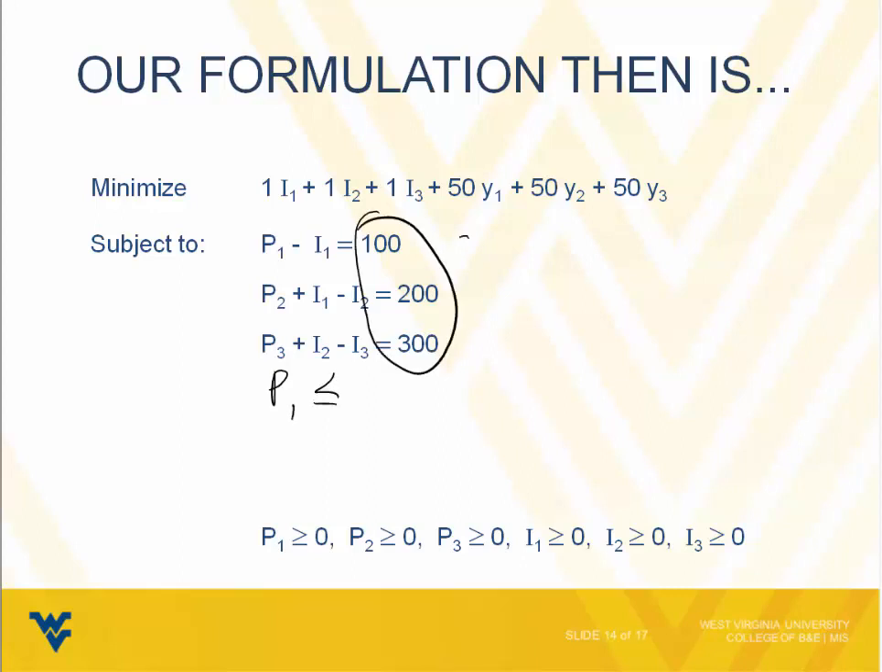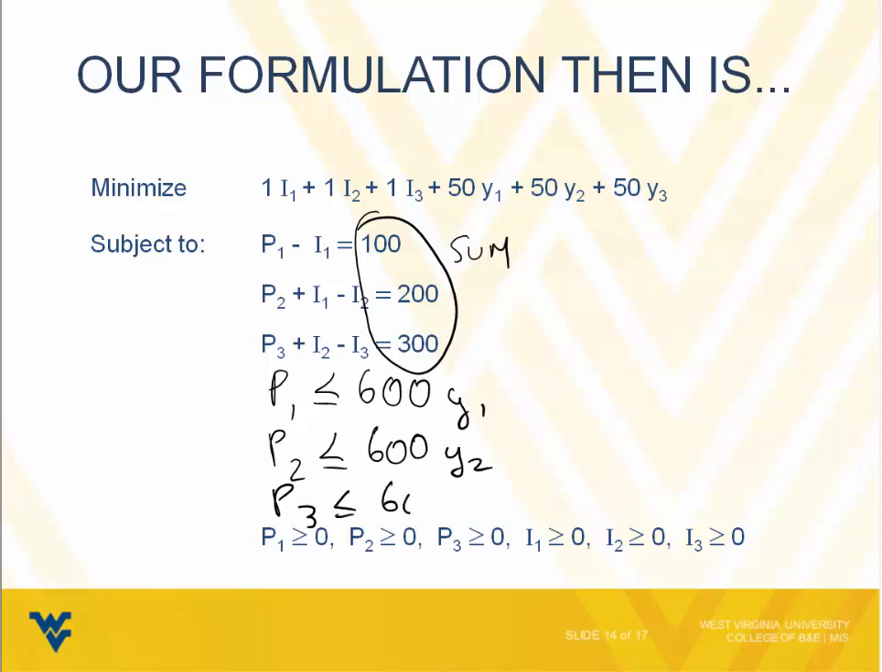So I'm just going to take the sum of these, because that's the most I can produce in a week, right? 600. So now if I produce in a week, if I have a setup cost incurred in that week that I'm going to set up to produce, only then will I produce in that week.